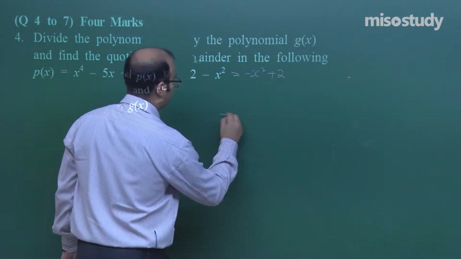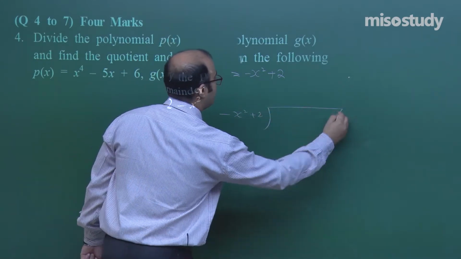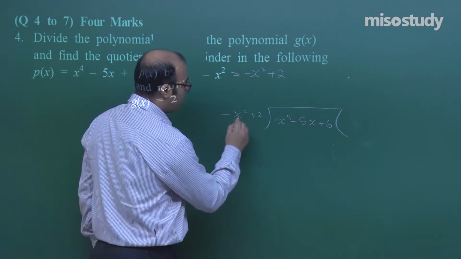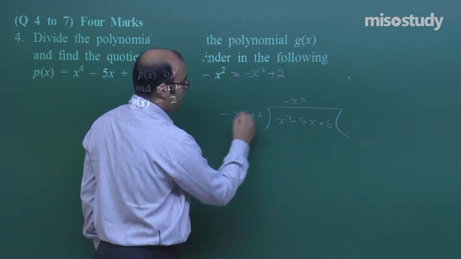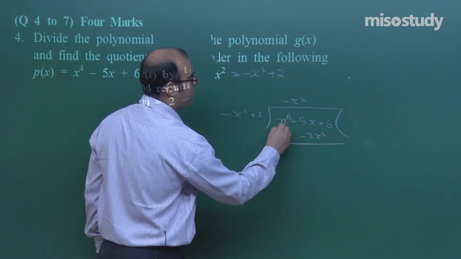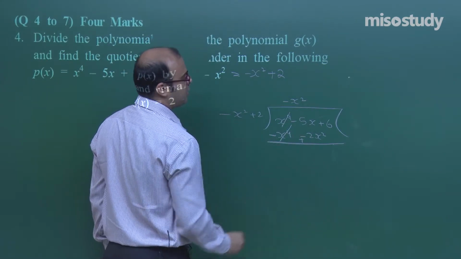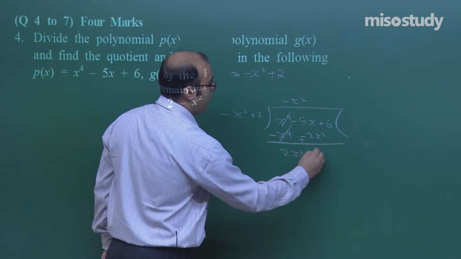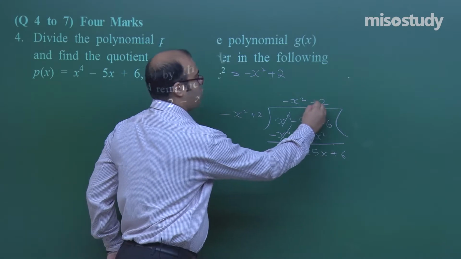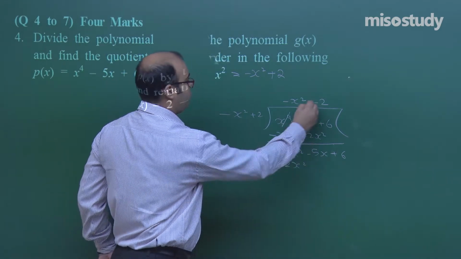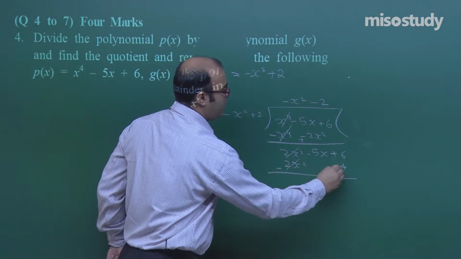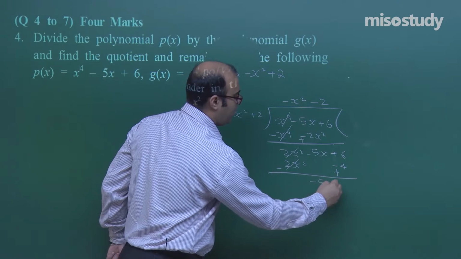Now when we will divide, minus x square plus 2 is dividing the polynomial x to the power 4 minus 5x plus 6. So first we will multiply with minus x square, this will become plus x to the power 4, this will become minus 2x square. This will subtract, this is cancelled, this will become plus. So what we observe, 2x square minus 5x plus 6. Now when we further divide it, we will divide by minus 2. So this will become plus 2x square and this will become minus 4. This will become minus, this will cancel and this will become plus, this will become 10, minus 5x plus 10.